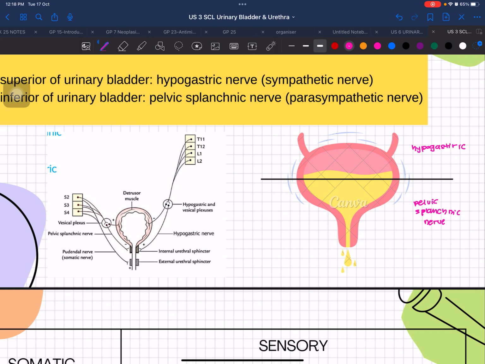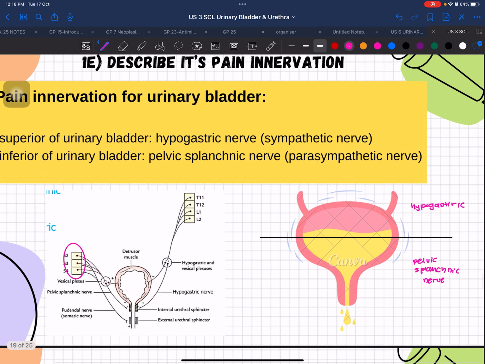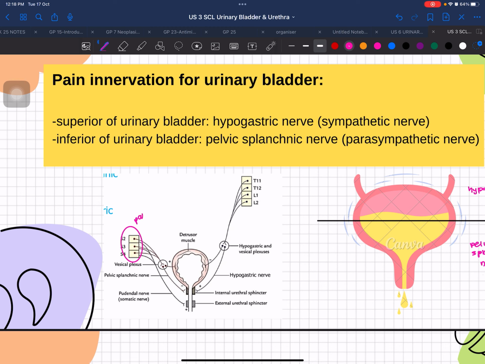It's the innervation. So this one is parasympathetic nerve. This one is sympathetic nerve, and this one is parasympathetic nerve. So these two are actually the sensory nerves for the urinary bladder. If you can see, the sympathetic nerve innervates the superior part of the urinary bladder. And then the parasympathetic nerve innervates this area, which is the inferior part of the urinary bladder.